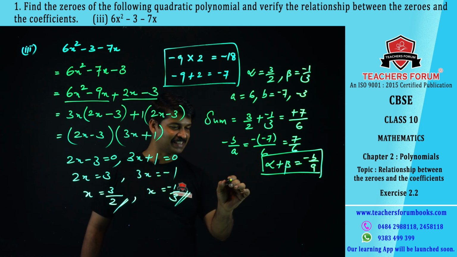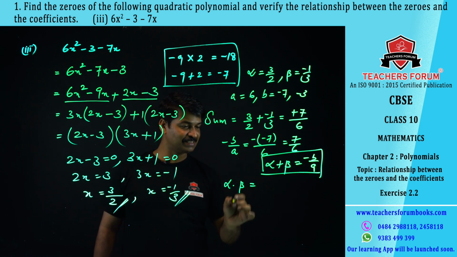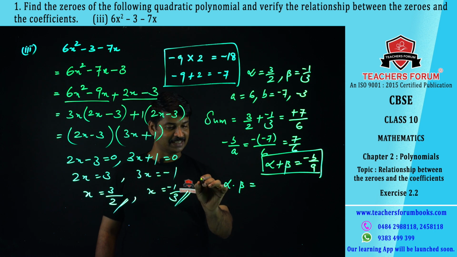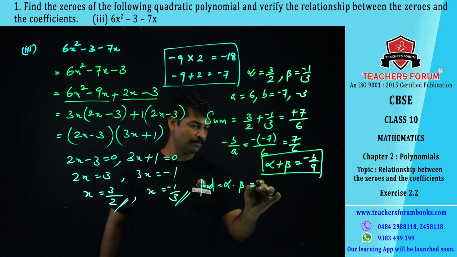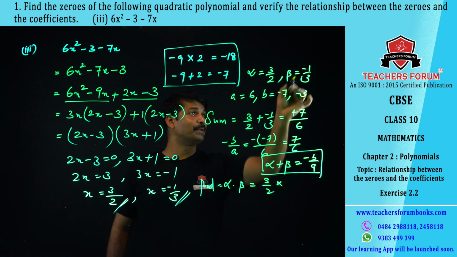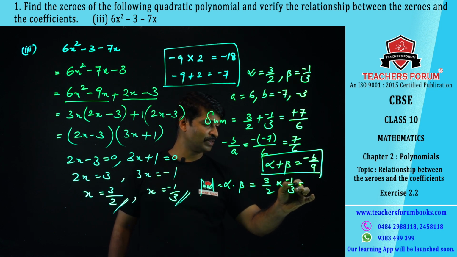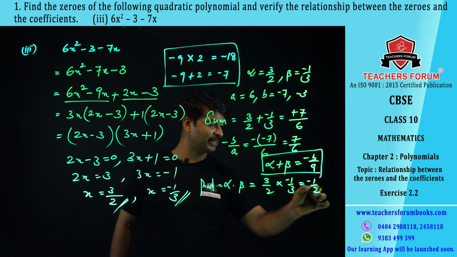Now let us find out what is alpha into beta. That is the product of zeros. Alpha into beta is the product of zeros. So what is the product of zeros? Alpha into beta. Alpha is 3 by 2. Beta is minus 1 by 3. 3 gets cancelled. You will be getting minus 1 by 2.